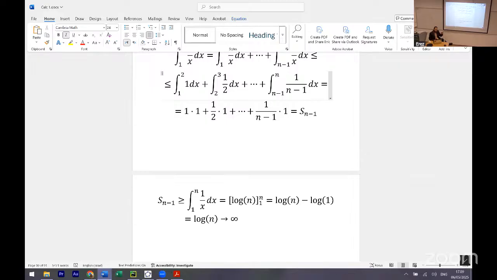If you do it with the rectangles which are bounded under the curve, you get half plus a third plus a fourth, which is just one term away from the other sum, and it's smaller than log n. So you get that it's O of log n. You will do it sometime in computer science.